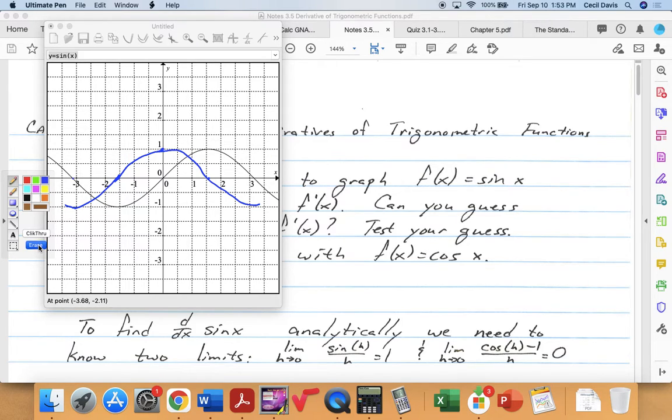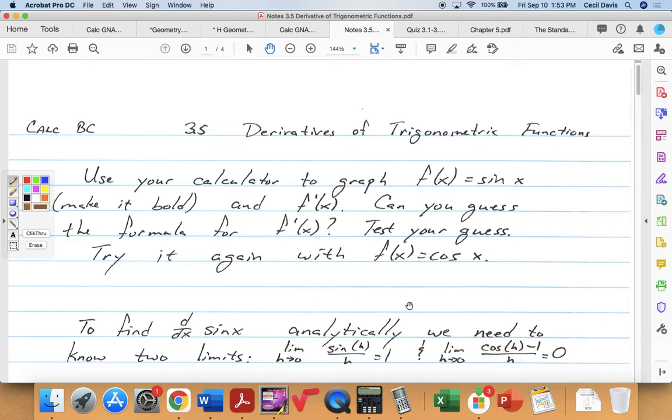Now, in order to be able to show that that's true analytically, you have to know these two limits. This one we do know. The limit of sine of h over h as h goes to 0 is 1. We've done that a bunch. This is one we have not done. The limit as h goes to 0 of cosine of h minus 1 over h is 0.